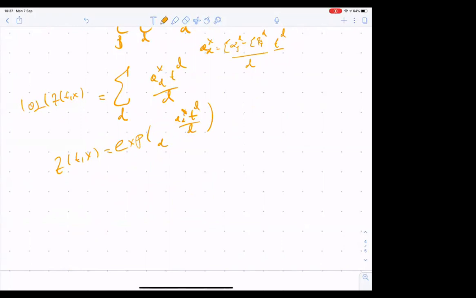You don't need a minus. Okay, so I was just confused. Okay, fine. Okay, so we get this equation.